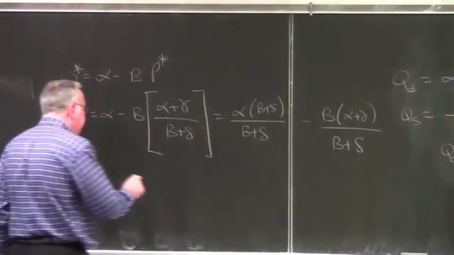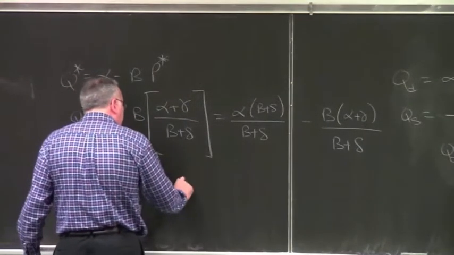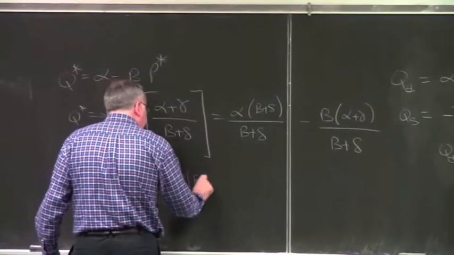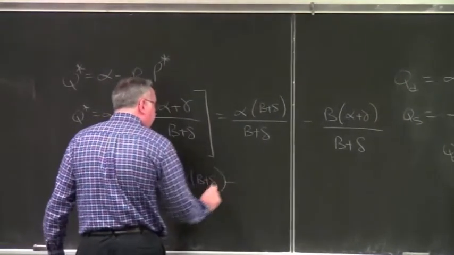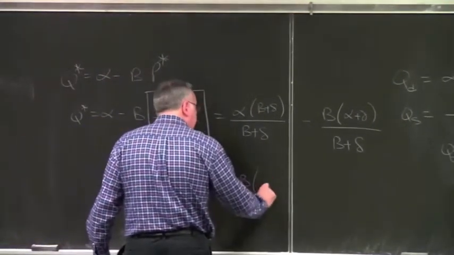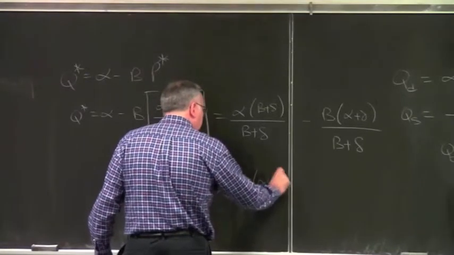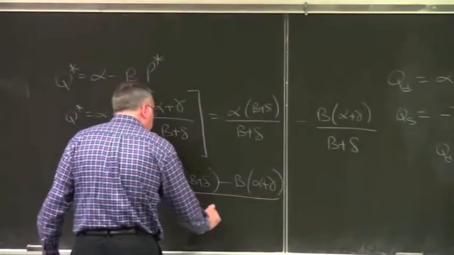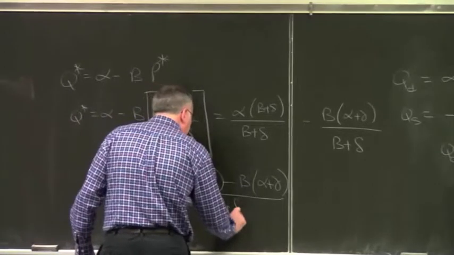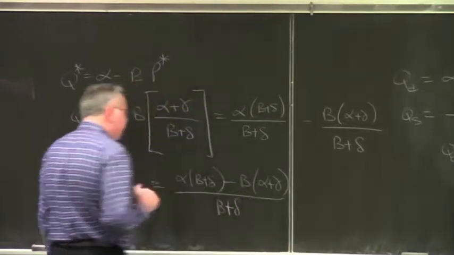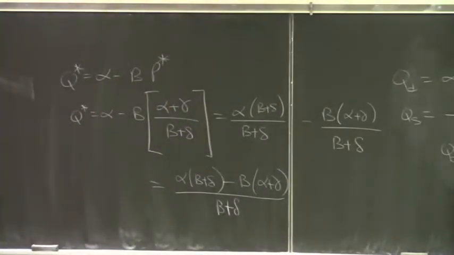And rewrite this as alpha times beta plus delta minus beta times alpha plus gamma, all over beta plus delta. If two terms have the same denominator, you can add or subtract them.